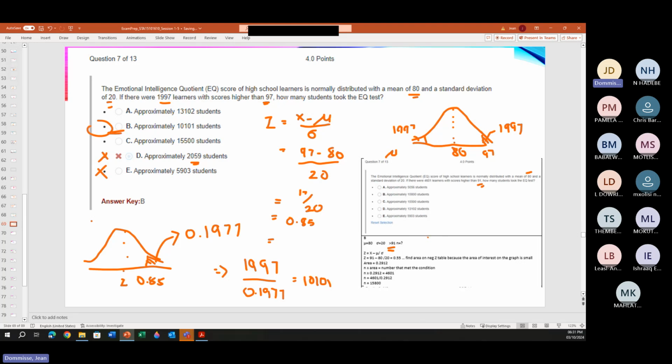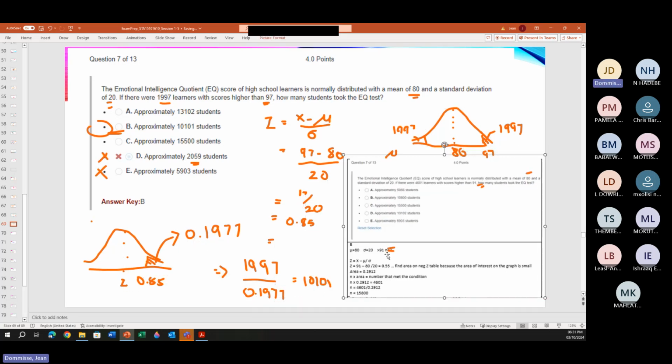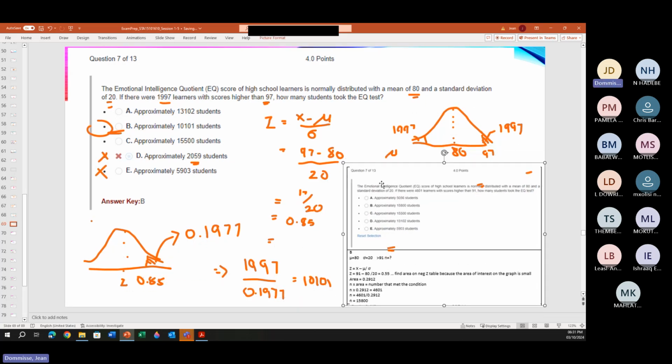B. In this instance, the question was a bit different. So again, I will share this with you so that you can see how it was also asked, but basically they kept the 80 the same and the standard deviation the same, but they made the learners number different, and the X number different.